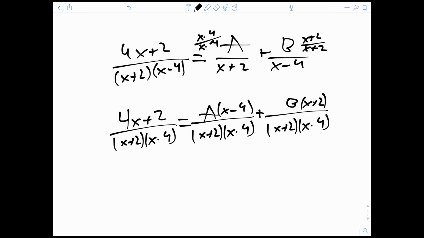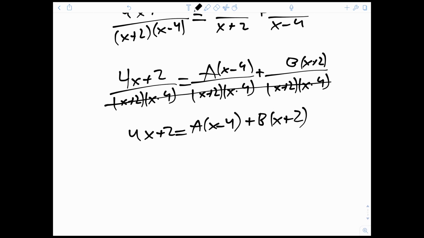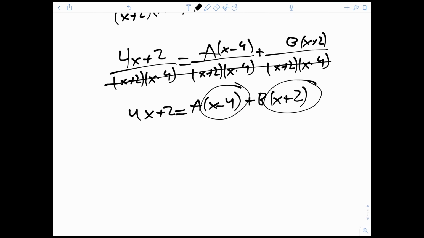So what we can do is get rid of the denominator since it's the same on both sides, right? And you can say 4x plus 2 is equal to A times (x minus 4) plus B times (x plus 2). So now what we want to do is choose a value for x so that either this is 0 or this is 0. So let's say we want x equal to 4 or x equal to negative 2. So let's say it's equal to 4.